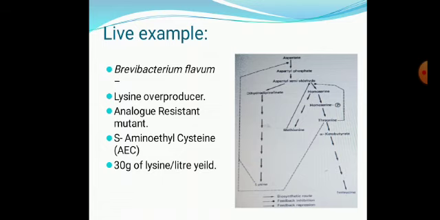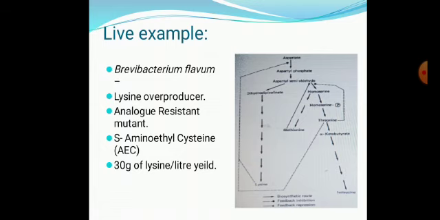Analog resistant means here we are using a chemical which is an analog to lysine. Analog to lysine means it structurally looks like lysine, but functionally it is not lysine. Such compounds are called analogs. So we are using something here which is an analog to lysine. Example is S-aminoethyl cysteine, AEC we call it. See in the diagram, just observe, I wanted to make things clear to you.